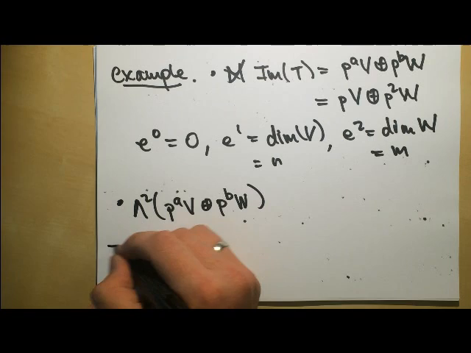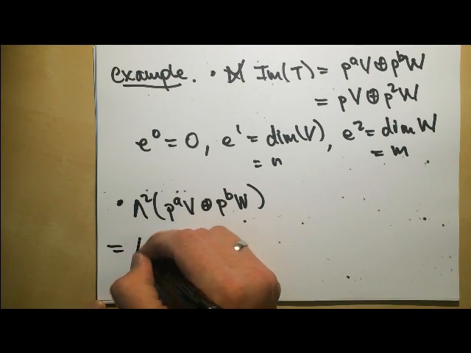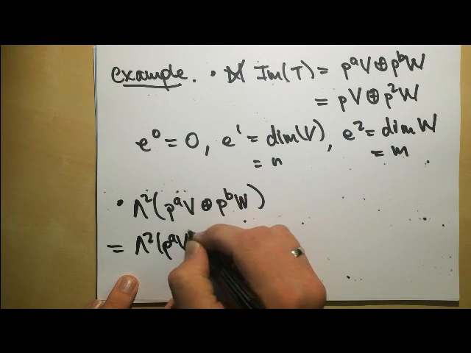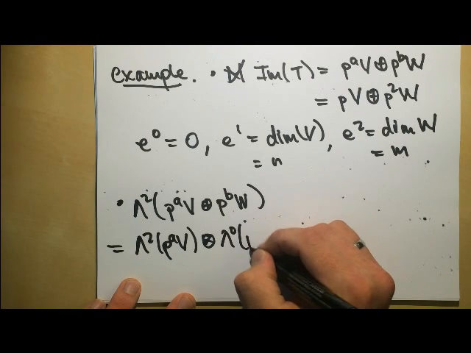this decomposes into a bunch of things. So this becomes the second wedge power of this thing, and then the first wedge power, or the 0th wedge power, of this thing.